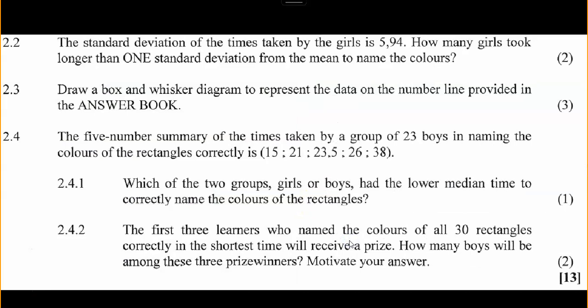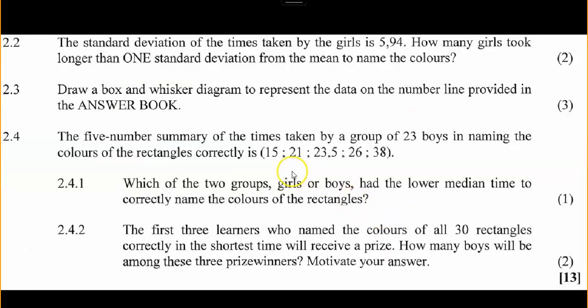Now 2.4 gives us data for the boys, and they give us the 5 number summary of the times taken by a group of 23 boys in naming the colors of rectangles correctly. You'll notice that there are 23 boys and 23 girls, so it's an even comparison. The lowest time for the boys to identify the colors was 15 seconds. The highest time was 38 seconds. Their median time was 23.5 seconds. Their lower quartile was 21 seconds, and their quartile 3 was 26 seconds. So you first need to say that to yourself when you engage with the data.